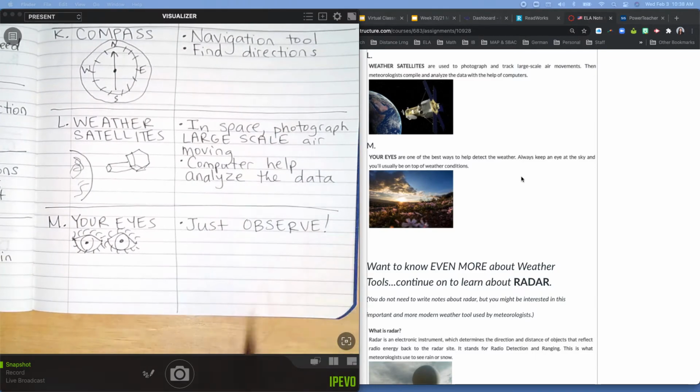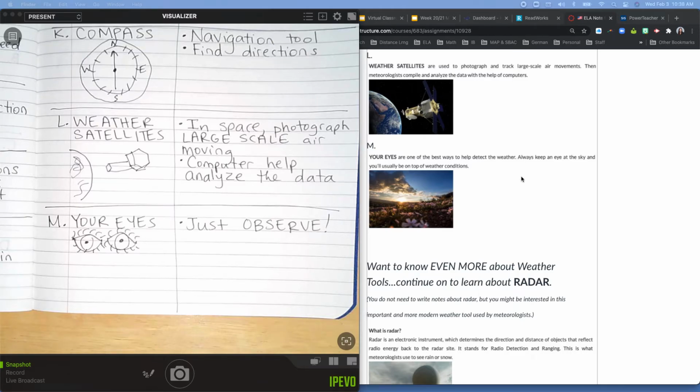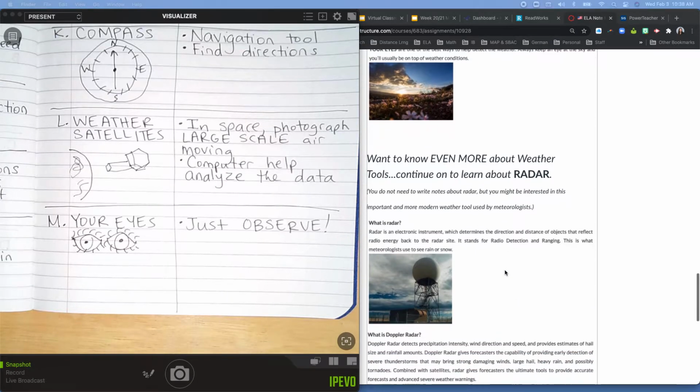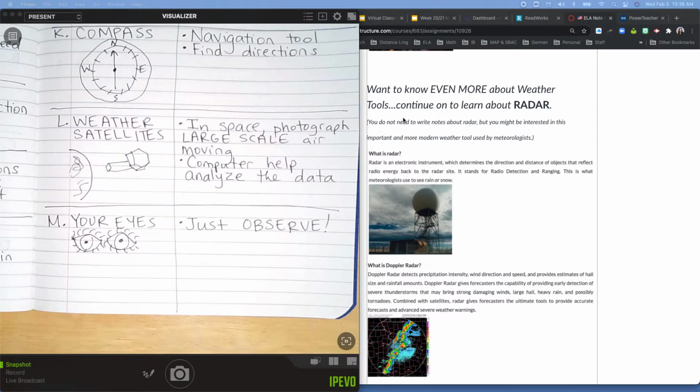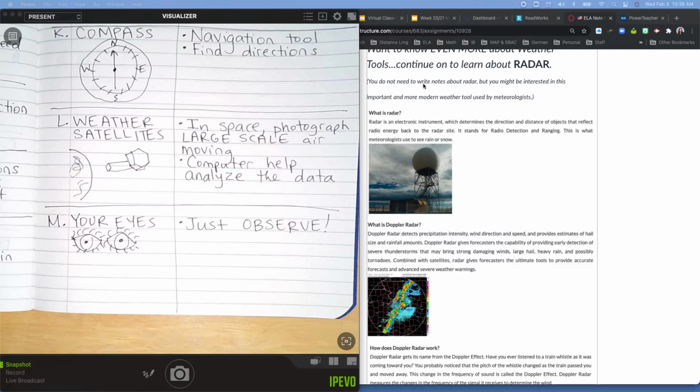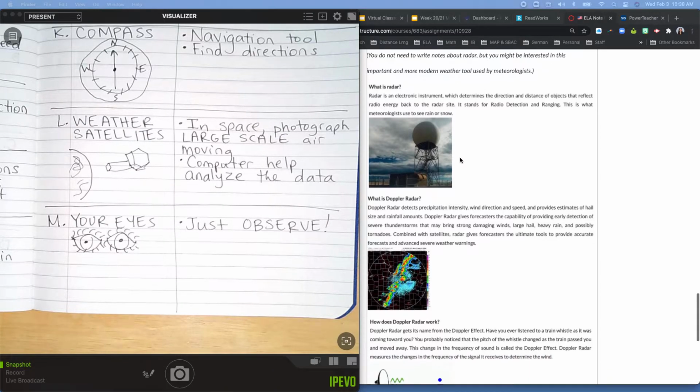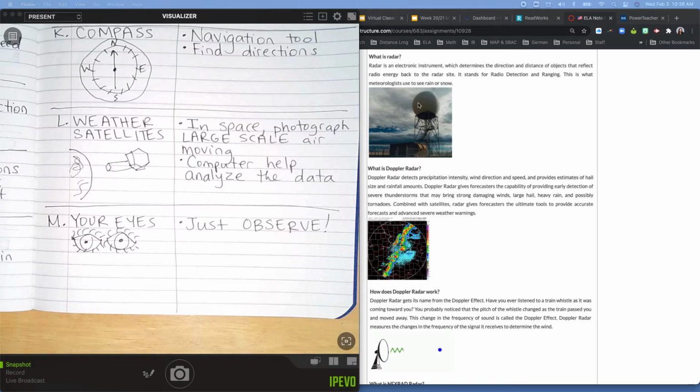All right, good note taking. I know that was a lot, but this is good practice for you as you get into upper grades and you do a lot more reading to learn. If you want to know even more about weather tools, continue and read on your own about radar. You don't need to take notes about radar, but you might be interested. This is an important and more modern weather tool used by meteorologists. I'll go ahead and read it to you if you want it read to you, but you may also stop the video now if you prefer.